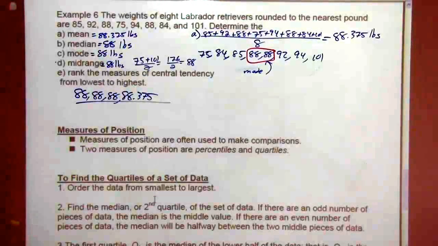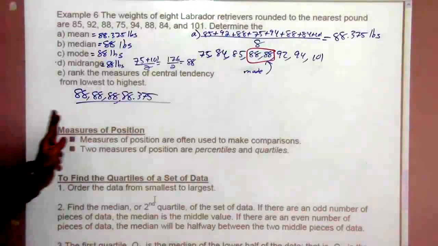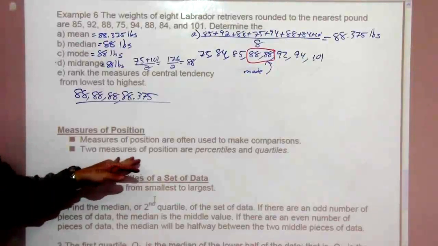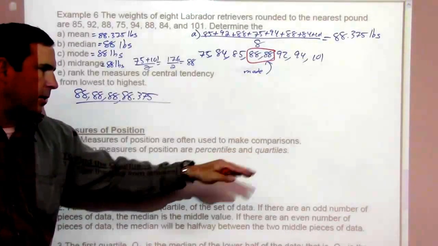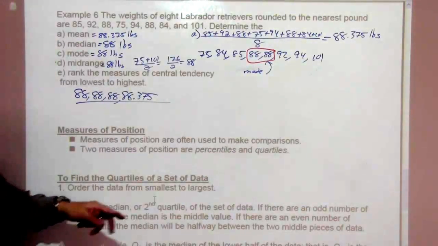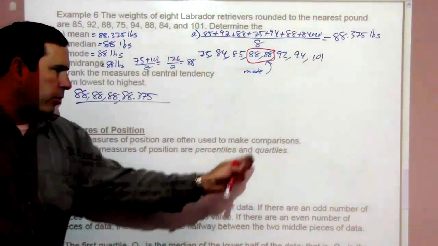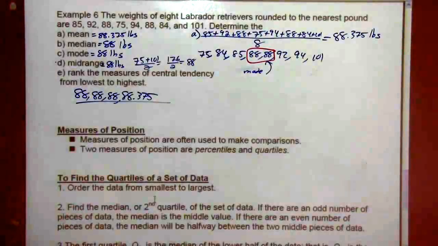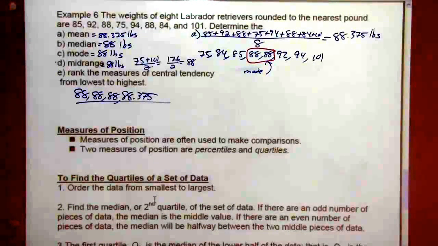The last concept is the measure of position in a data set. Measures of position are often used to make comparisons. Two measures of position are percentiles and quartiles. With quartiles, you divide the data into quarters. To find the quartiles of a set of data, order the data from smallest to largest. I've got to scroll this up here. So you need to pause to get the other information. Go ahead and pause now.